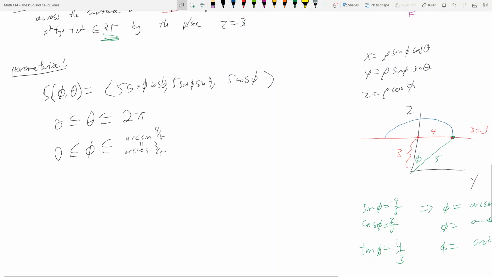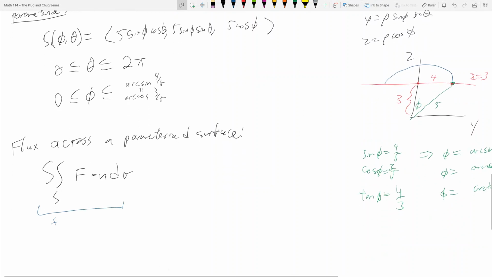And now what do we want to do? Well, according to the textbook, the flux across a parameterized surface S is the double integral over S of F dot n d sigma. So this is what we're calculating. This is flux. When you're asked to find the flux over a surface S, it is equal to the double integral of F dotted with r_u cross r_v du dv.